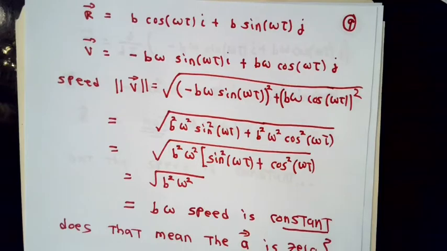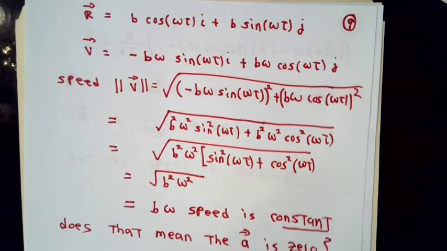After a little bit of manipulating, though, we see that we can use our familiar trig formula: cosine squared plus sine squared is 1. The speed is the radical of b squared omega squared. Both b and omega are taken to be positive here, so that radical is just b times omega. The speed is a constant. It's the radius of the circle times the angular velocity.